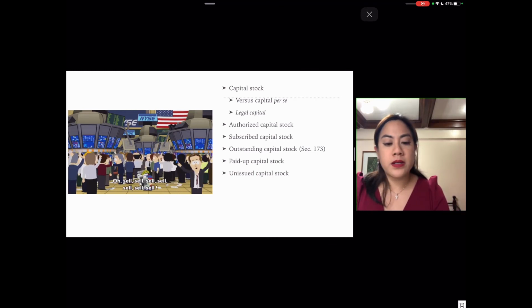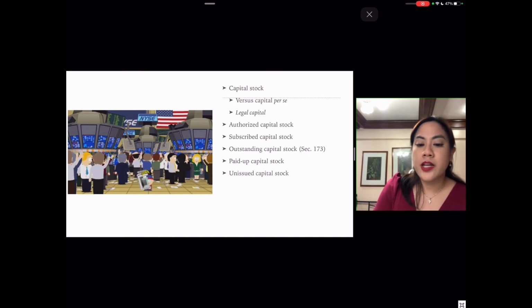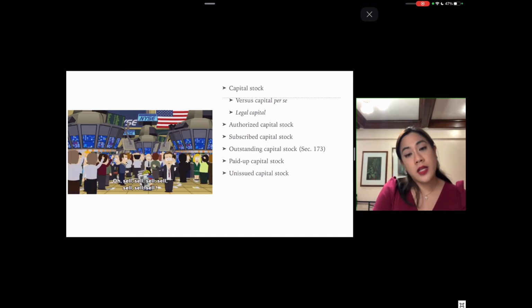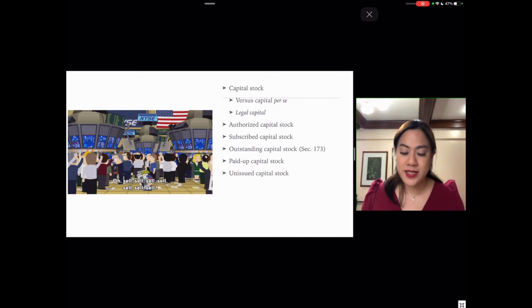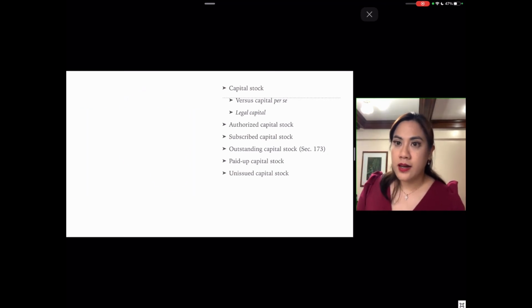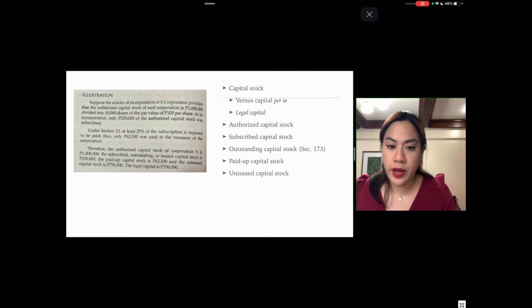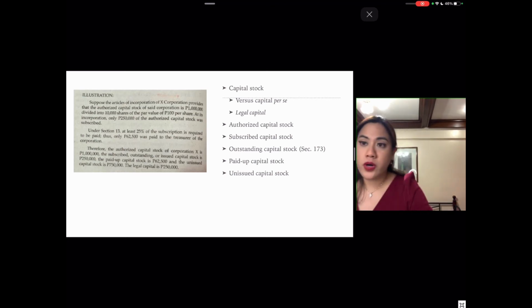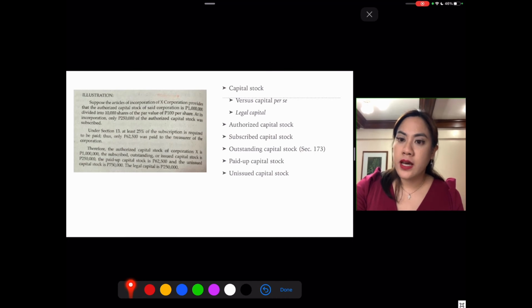Now, paid up capital stock, by the very definition, refers to those paid. And unissued capital stock refers to capital stock not issued and not subscribed. So it's fairly easy since you have already discussed this. I have also included an illustration from De Leon. For those of you who don't have the book, just pause the video and read it to see the illustration.